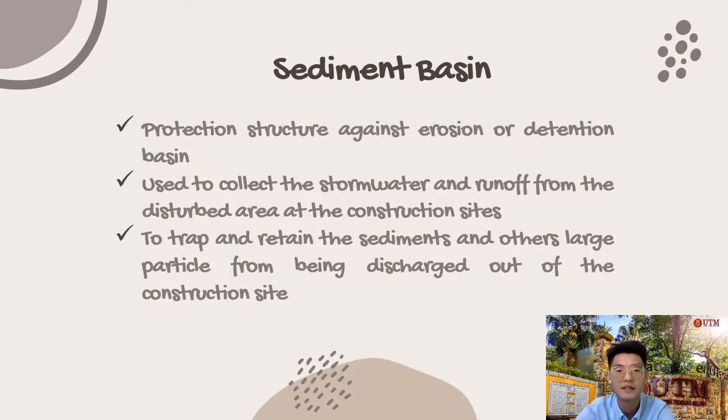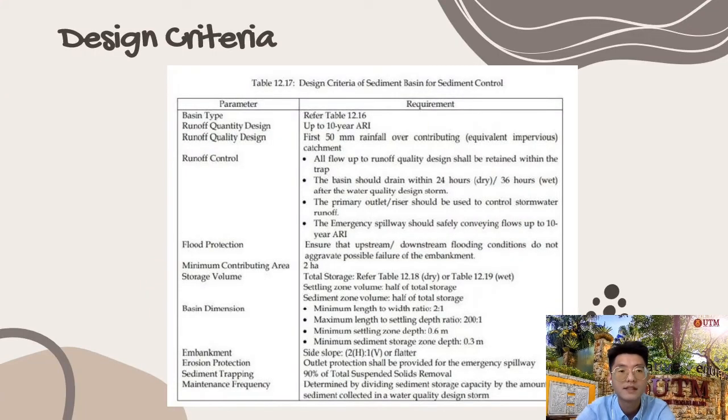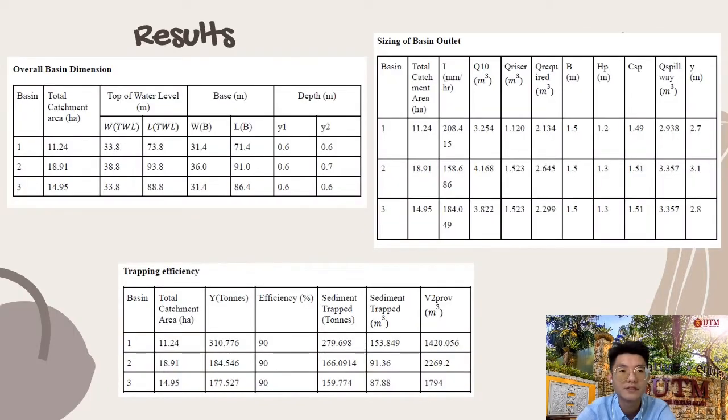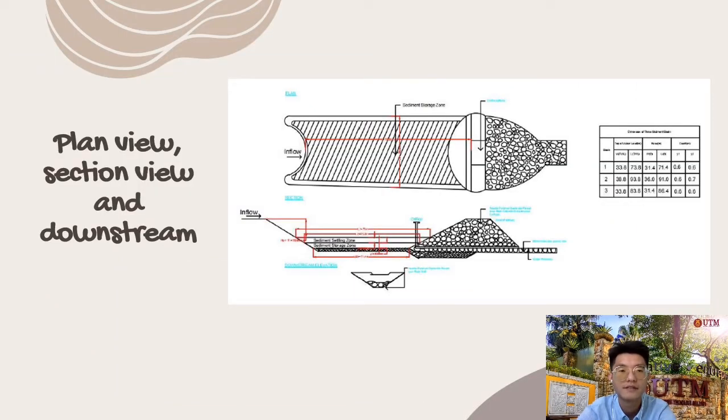For the sediment basin, it is the protection structure against erosion, or detention basin. It is used to collect the stormwater and runoff from the disturbed area at the construction site. Well, this is the design criteria that we need to follow. This is the result of the overall basin dimension, sizing of basin outlet, and also the trapping efficiency. And finally, the plan view, section view, and also the downstream.